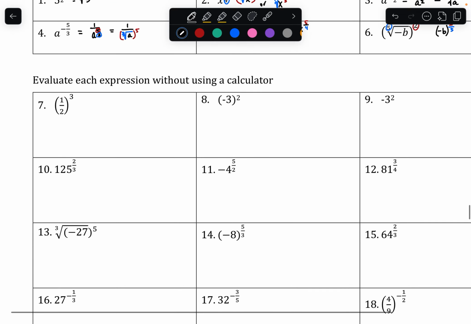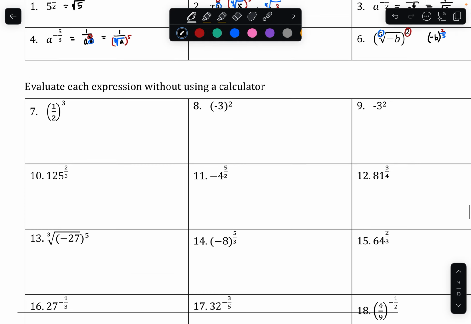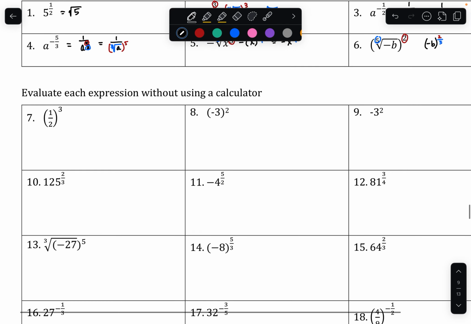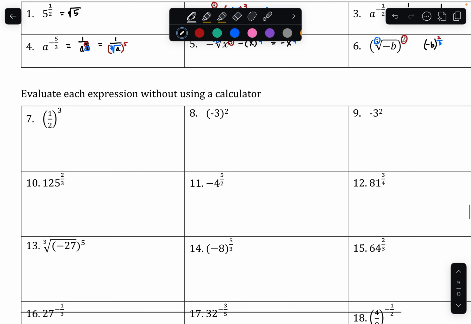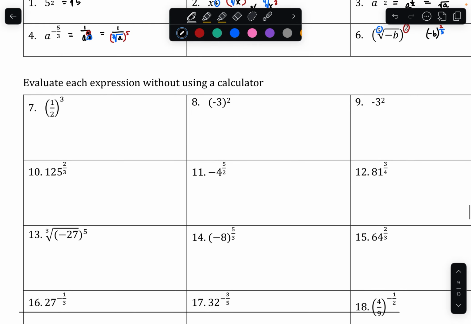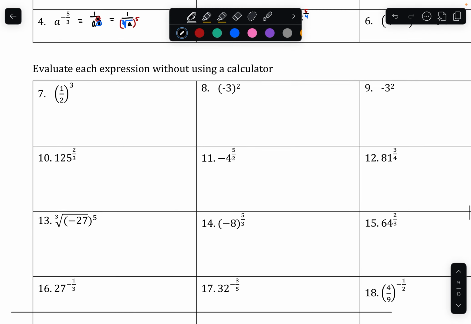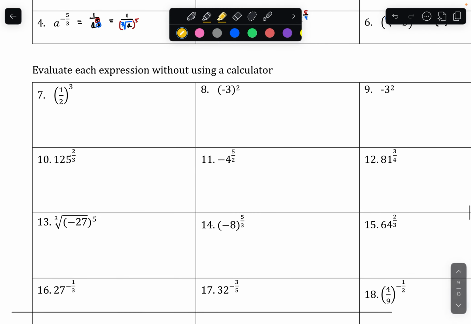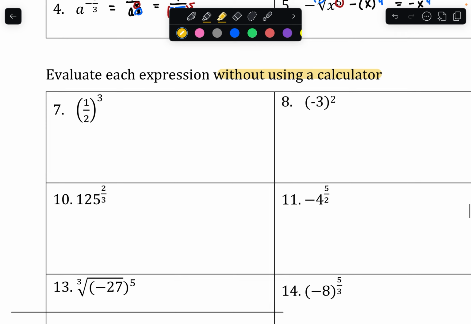Okay, next we're going to practice simplifying numbers being raised to rational exponents, because in the next lesson we are going to solve equations that have rational exponents, and we need to be able to simplify these without using a calculator. Okay, and so starting with 1/2 to the third power, or 1/2 cubed, you cube the numerator and you cube the denominator, and so that gives me 1/8.